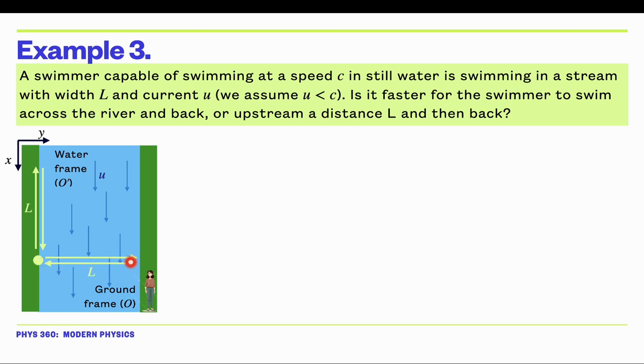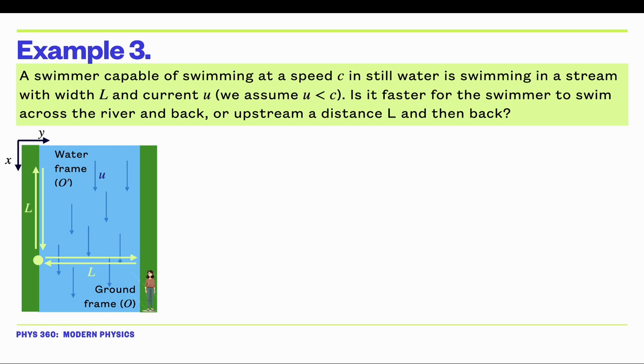We're going to assume the width of the river is L. So how long would it take the swimmer to go from here over there and then back, versus swimming upstream a distance L, that same distance, stopping and then swimming back down to where they started from? Is it faster to cut across and then come back, or to swim against the current but then go with the current when they come back to the original starting spot?